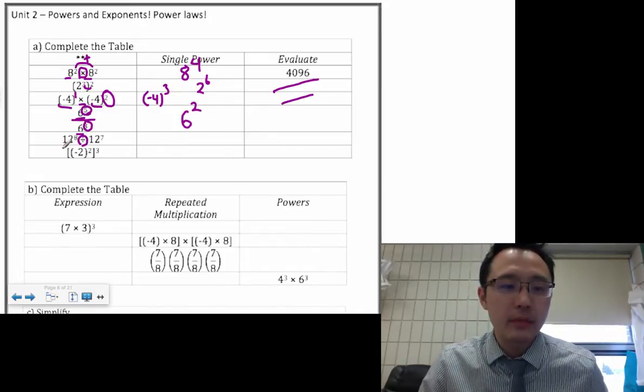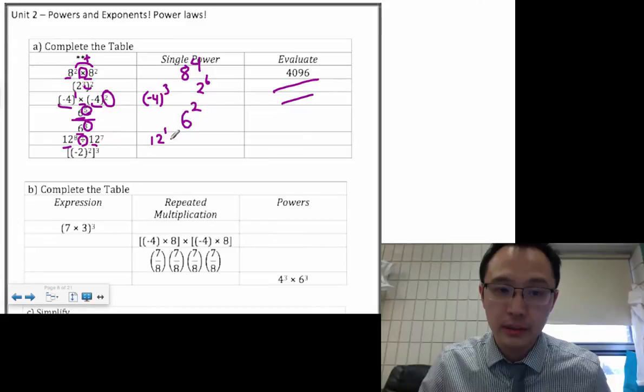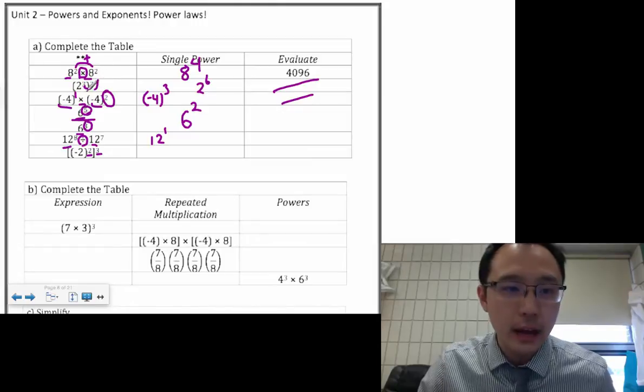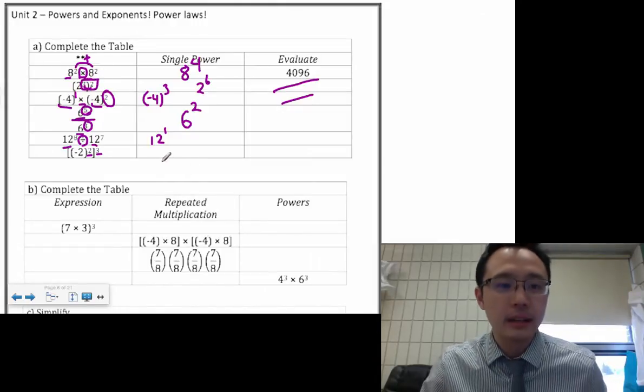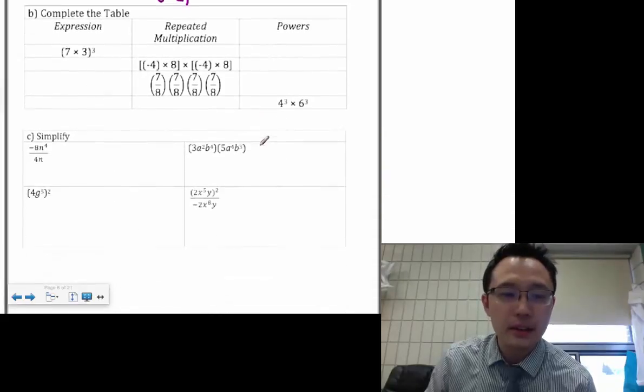Another division question: the bases are the same, 12, so I subtract the exponents, and it's 1. And then finally, the last one has an exponent and a bracket exponent. That means I multiply the exponents, just like this one. So my base is -2, and my exponent is 2 times 3, which gives you a 6. And that's it. Okay, practice those laws.